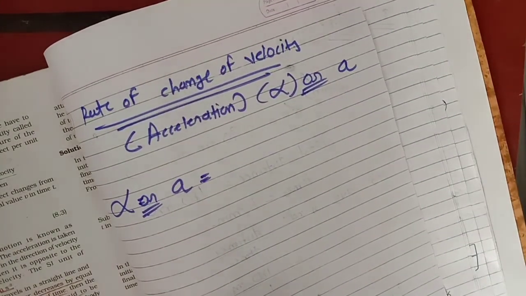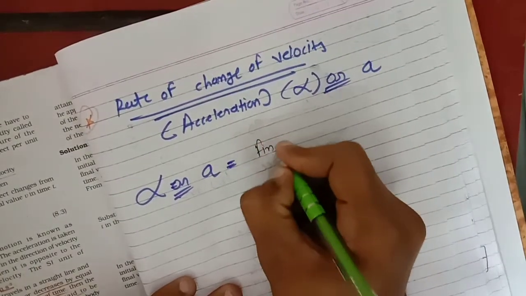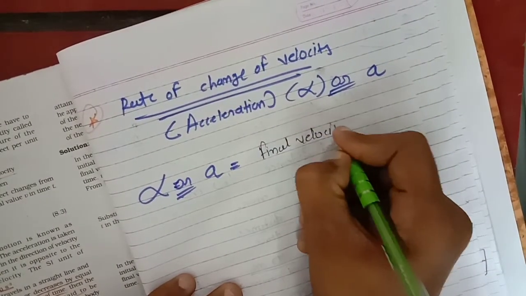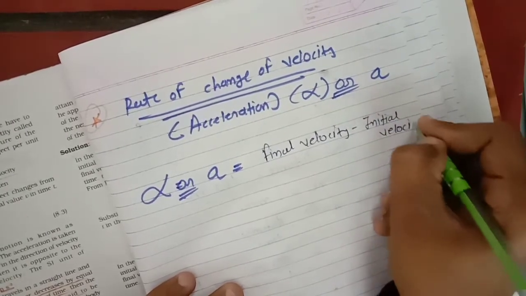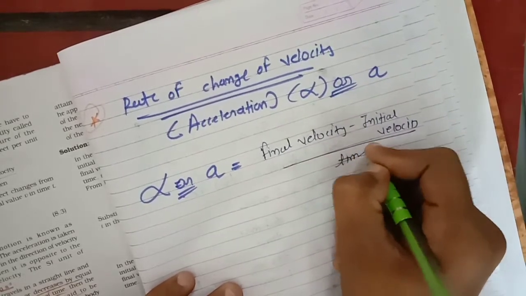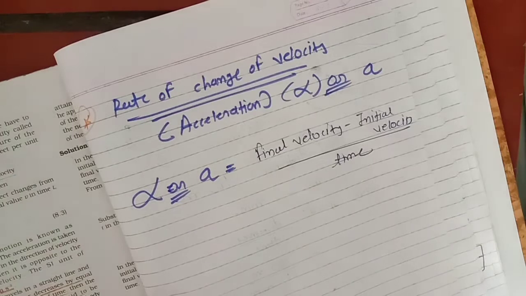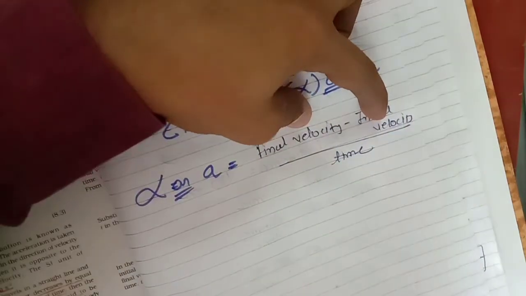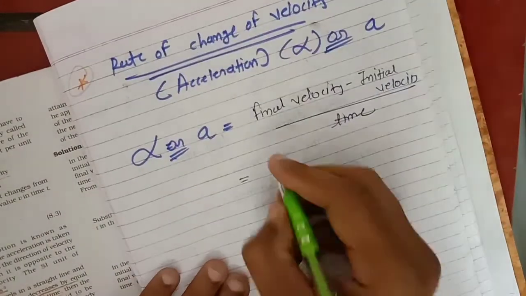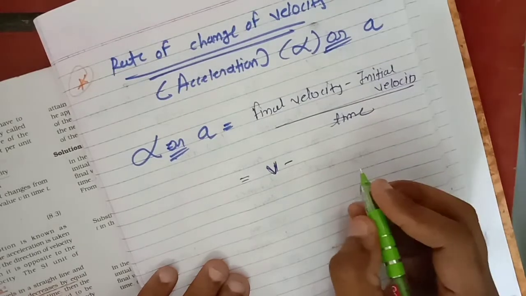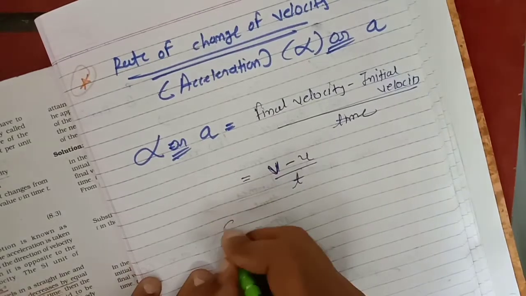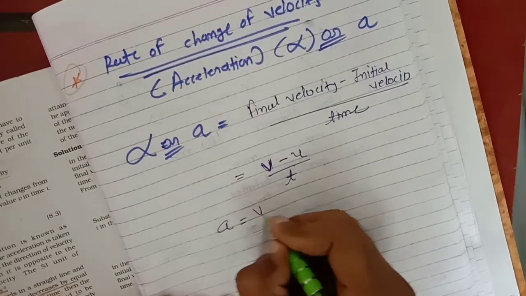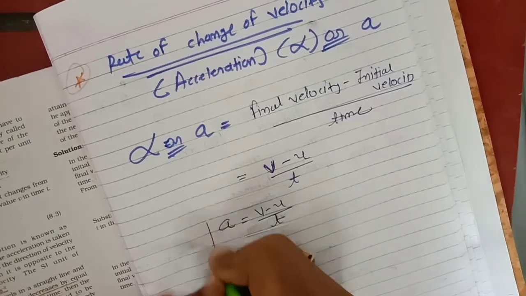Change of velocity means final velocity minus initial velocity upon time, because rate of change of velocity: this one is change of velocity, and change of velocity according to time is called rate of change of velocity. And the symbol of the final velocity is V, the symbol of the initial velocity is U, and time is T. So acceleration A is equal to V minus U upon T.